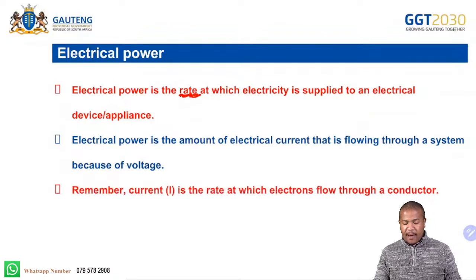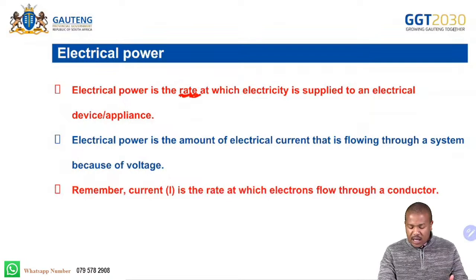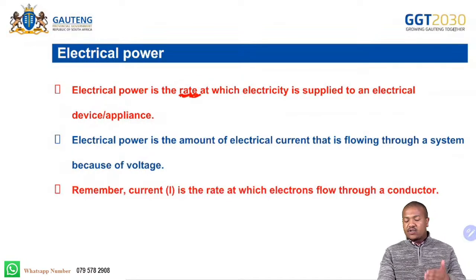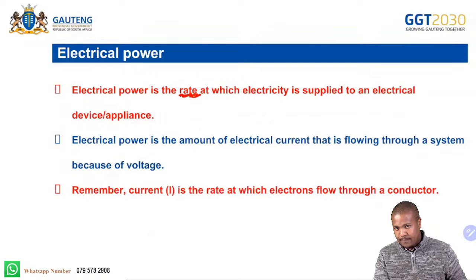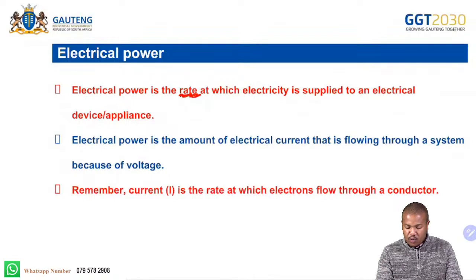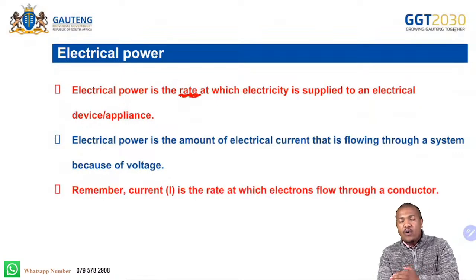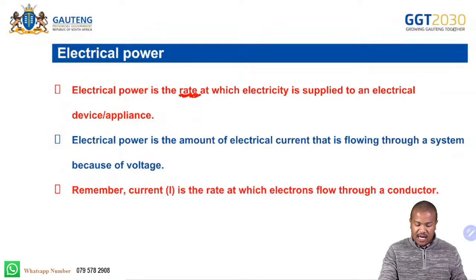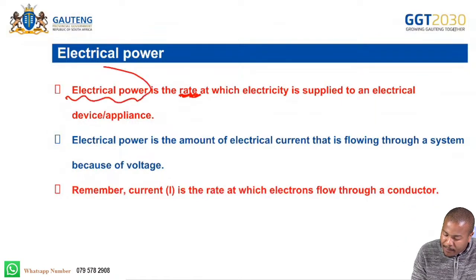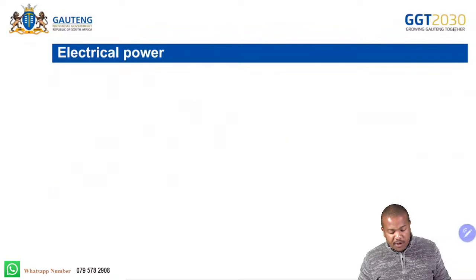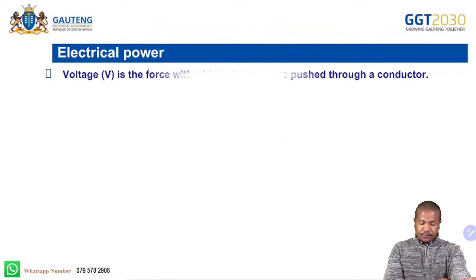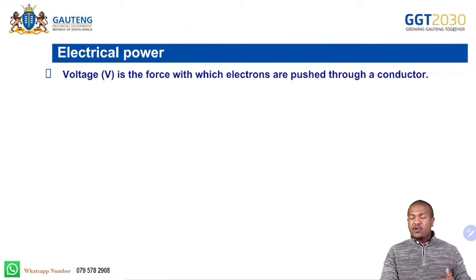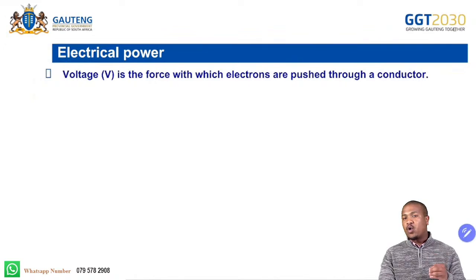Just a reminder here: current is the rate at which electrons flow through a conductor. And we're talking about the amount of electrical current that is flowing through a system because of voltage, and we're looking at its rate. So all in all, we're talking about electrical power here. Are we together? Now, voltage is the force with which electrons are pushed through a conductor.